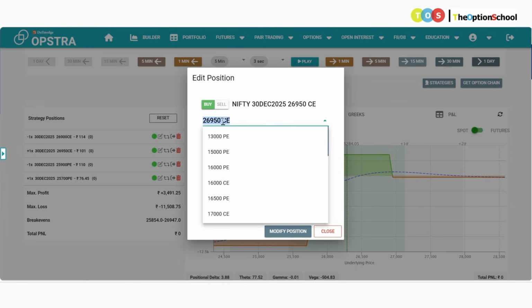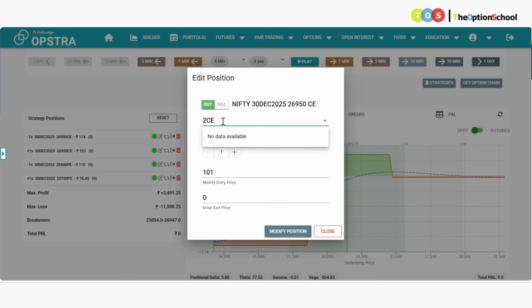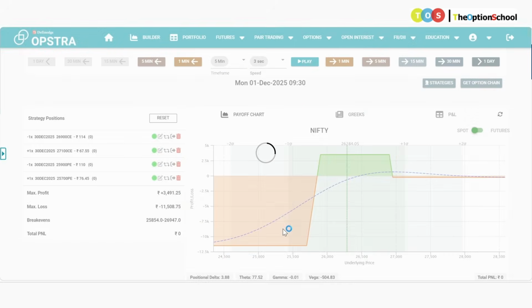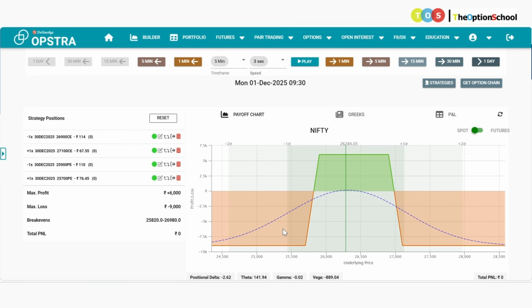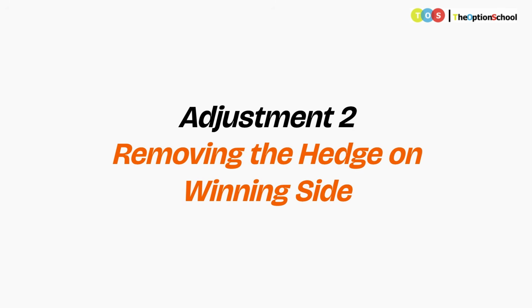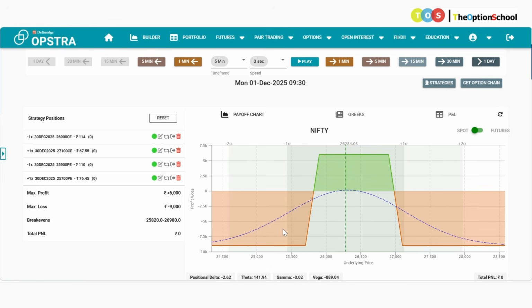So I'll go back to 27,100 only. So again I'm coming back to my original Iron Condor. This is the first adjustment I have shown. Second adjustment, which again requires a little bit of extra margin, but that can be nullified if you buy some weekly option. So what is adjustment number 2?